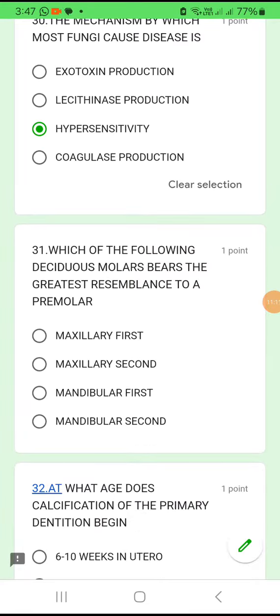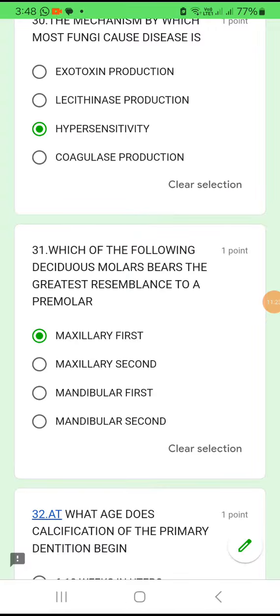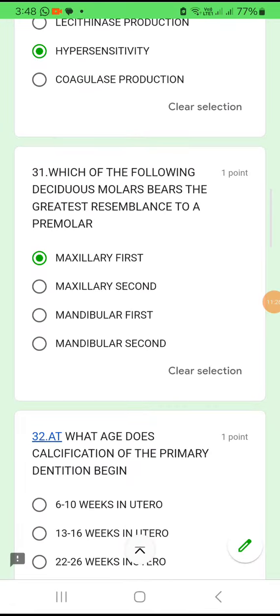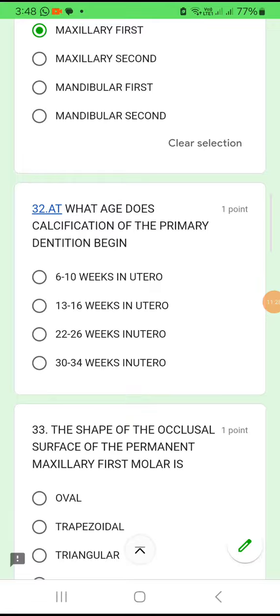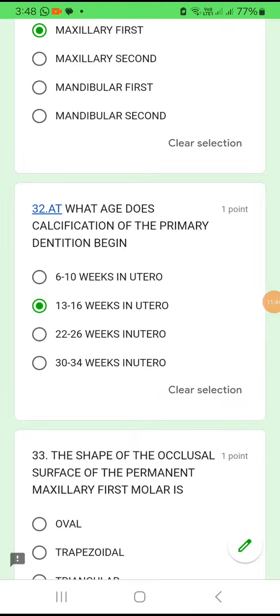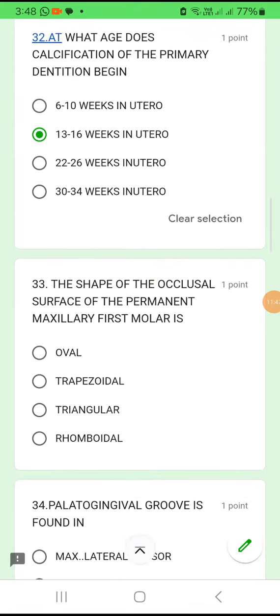Question number 31. Which of the following deciduous molar bears the greatest resemblance to a premolar? So, which primary tooth has got resemblance to a permanent premolar? Okay, it is actually deciduous maxillary first molar has got resemblance to premolar. Okay. Question number 32. At what age does the calcification of the primary dentition begin? So the deciduous dentition calcification begins in utero, that too from the 3rd month of gestation to the 4th month of gestation. It begins at that particular time. So 13 to 16 weeks in utero will be the answer.